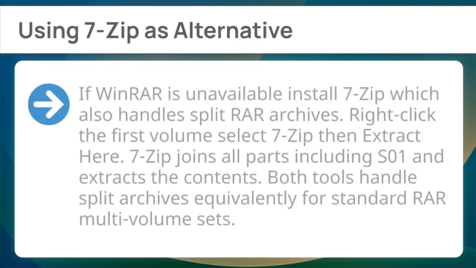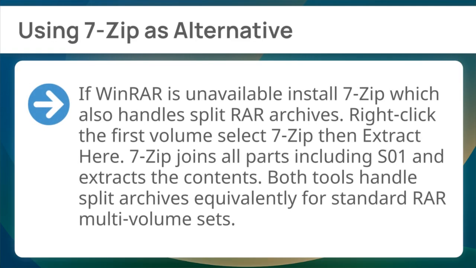Finally, using 7-Zip as an alternative. If WinRAR is unavailable, install 7-Zip, which also handles split RAR archives. Right-click the first volume, select 7-Zip, then Extract here. 7-Zip joins all parts including S01 and extracts the contents. Both tools handle split archives equivalently for standard RAR multi-volume sets.